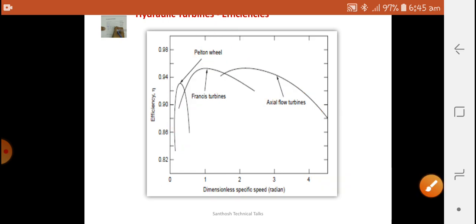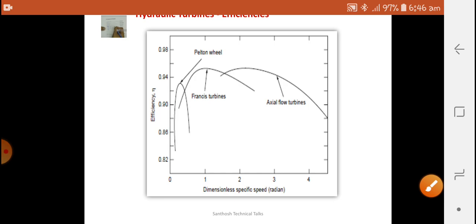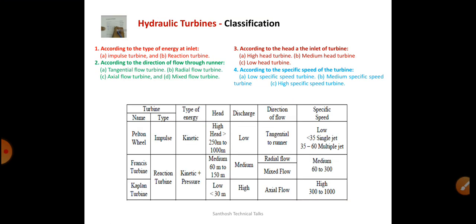Therefore, these two are the reaction turbines. This is an impulse turbine. Generally, impulse turbines use a very low rate of flow. Therefore, the dimensionless specific speed is very low for the Pelton turbine. For the reaction turbine, it is medium to high. The axial flow turbines have a higher specific speed and produce more efficiency over a long range. So that is the interest about this turbine curve.